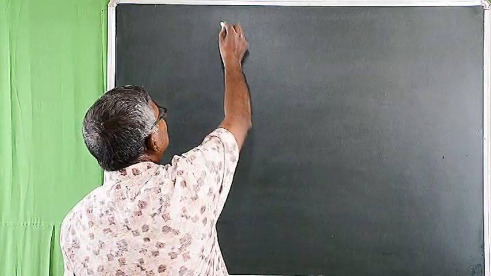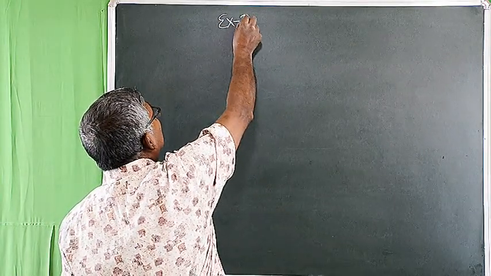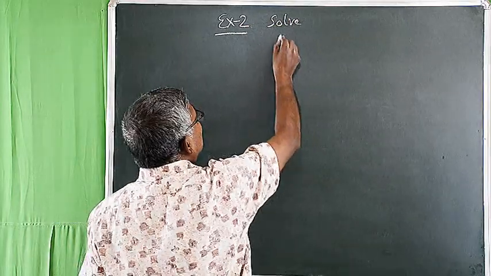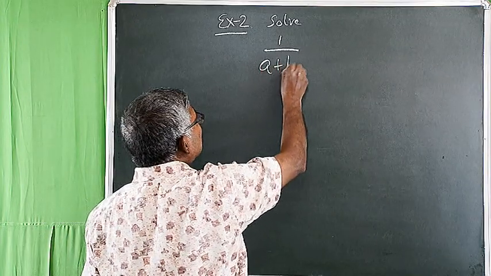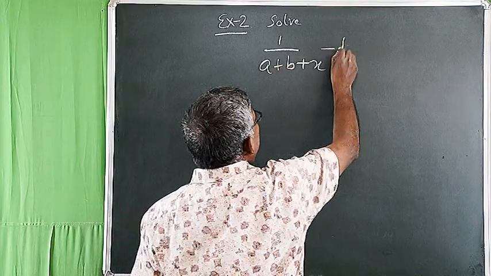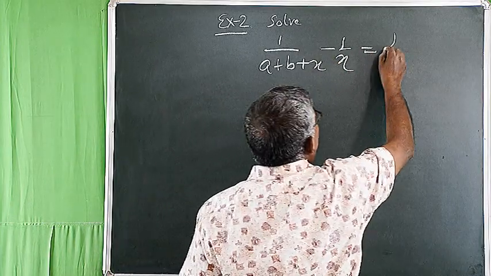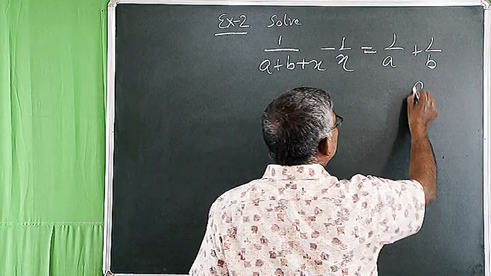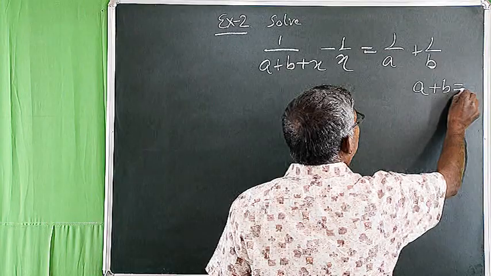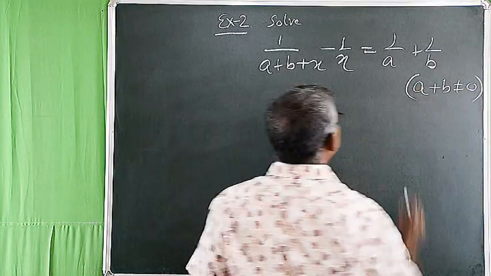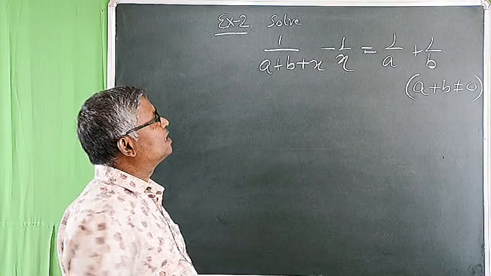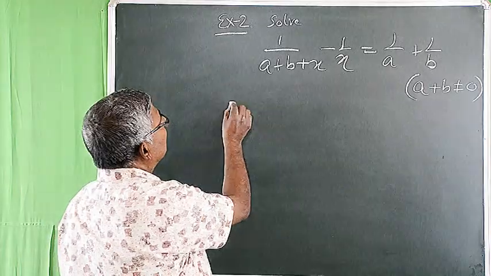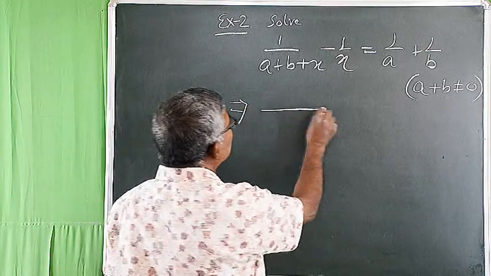Let us consider the second question. Let us solve 1 by a plus b plus x minus 1 by x equal to 1 by a plus 1 by b, given that a plus b not equal to 0. Students, this is an important problem for you. To solve the problem, let us simplify the equation.